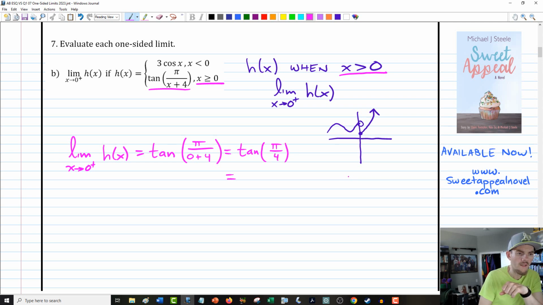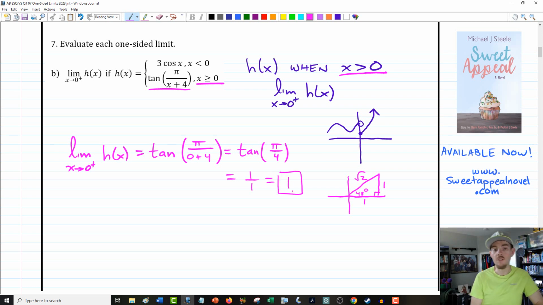And tangent of pi over 4, I think I drew this in the written solution, but just to be safe, pi over 4 is the same thing as 45 degrees. So we have a triangle in quadrant 1 that we can use to represent this. If pi over 4 is our radian measure, then 45 degrees will be our degree measure. We'll have adjacent, opposite, and hypotenuse. And since tangent is opposite over adjacent, this will be 1 over 1 equals 1. So this one-sided limit is actually equal to 1, which is just sort of interesting. So there's our second one as well.